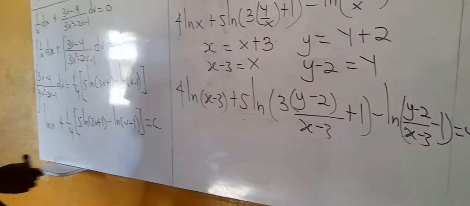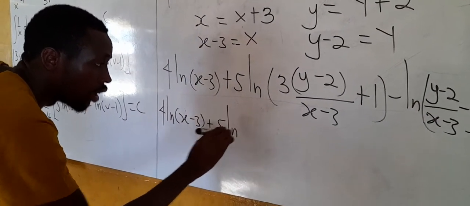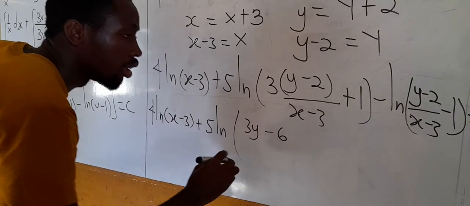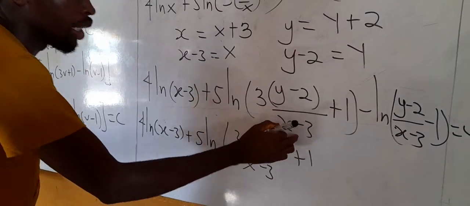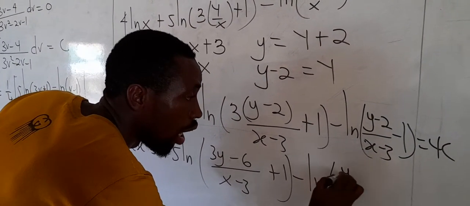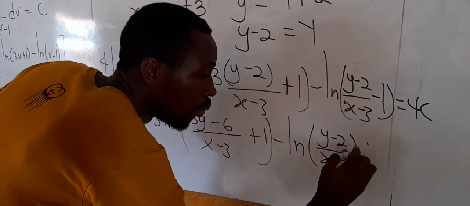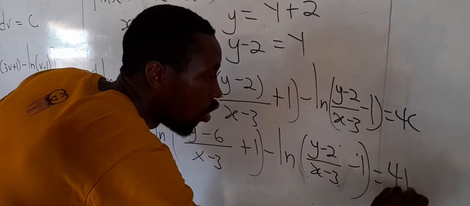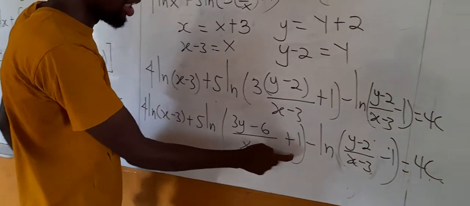So we just try to polish them. So we have 4 ln x minus 3 plus 5 ln. If you multiply this, you get 3y minus 6 over x minus 3 plus 1. Remember, this one is not affected by the x minus 3. Look at how it is. It's not. So, minus ln y minus 2 over x minus 3 minus 1. Let me remove the bracket so that the understanding will be clear. Equal to 4C. 4C, not 4K. So we find the LCM here and find the LCM here.